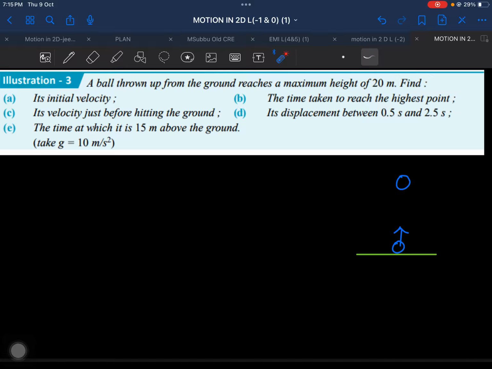Okay, everyone. So again the battery has finished, or the pencil. Just give me 1 minute and just think about this question.